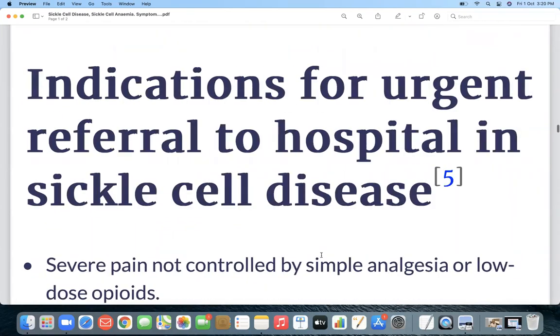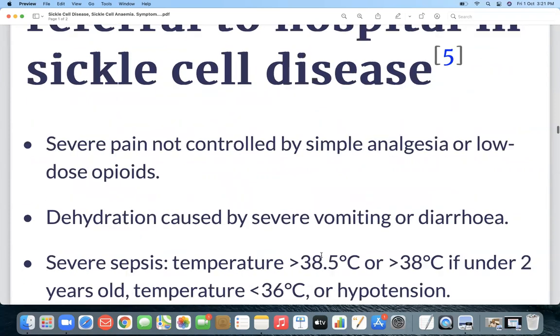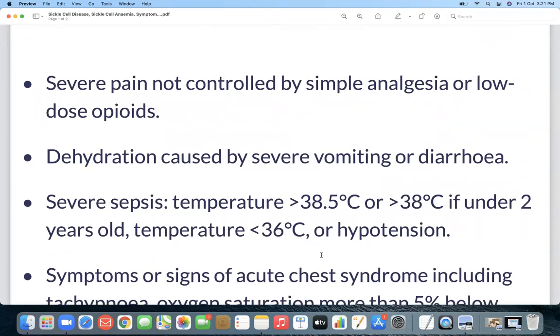So what are the indications for urgent referral to hospital? One is severe pain not controlled by simple analgesia or even low dose opioids. Then dehydration, which can be caused by severe vomiting and diarrhea. In a patient with sickle cell disease, severe vomiting and diarrhea leading to dehydration can precipitate an acute vaso-occlusive crisis. So you will refer the patient.